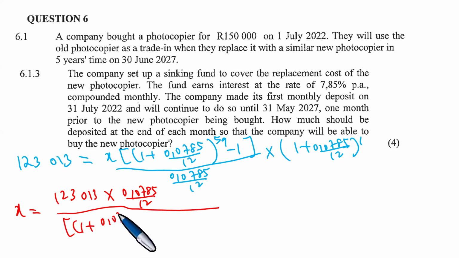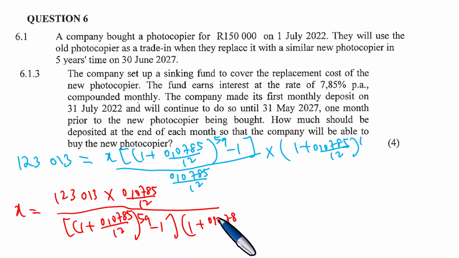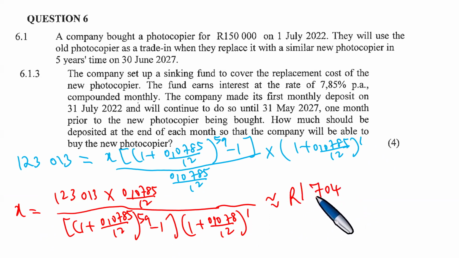1 plus 0,0785, you divide by 12 to the power 59 minus 1, and you multiply by 1 plus 0,0785 divided by 12 to the first power. If you use a calculator, then this is approximately 1704,01.